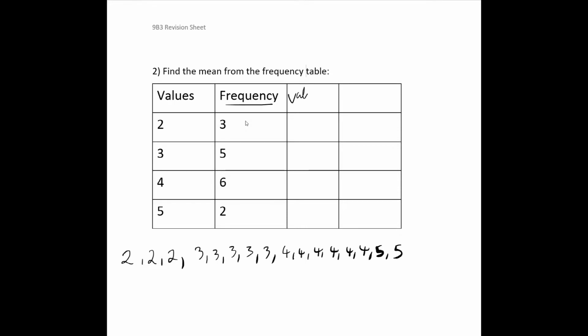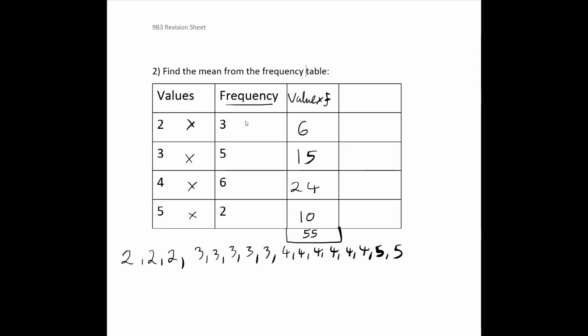So I can say value times frequency in this column that I've drawn to the right, which won't usually be drawn for you. You're going to have to draw it yourselves. So I need to do 2 times 3, which is 6. 3 times 5 is 15. 4 times 6, 24. 5 times 2 is 10. And then I would need to add up these values: 6, 15, 24, and 10, I get 30, 40, I get 55.